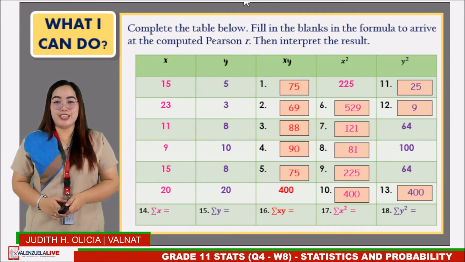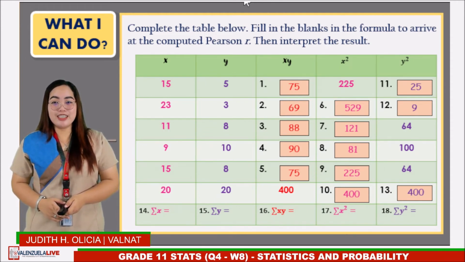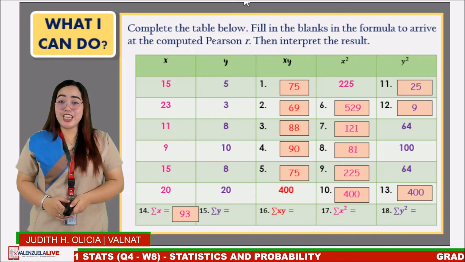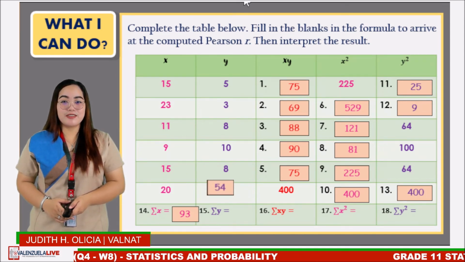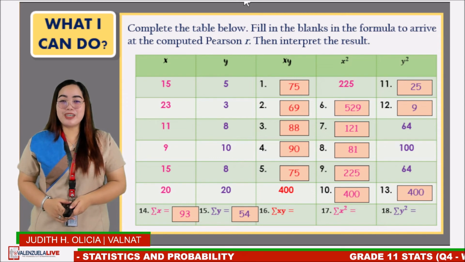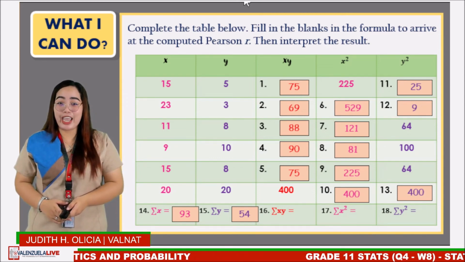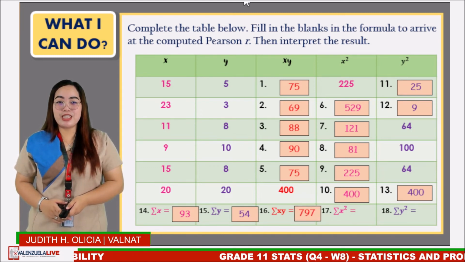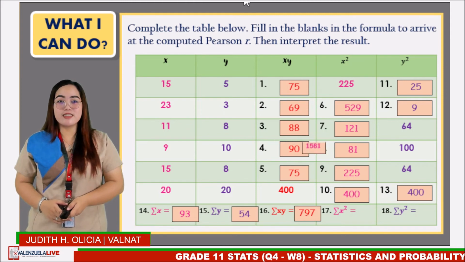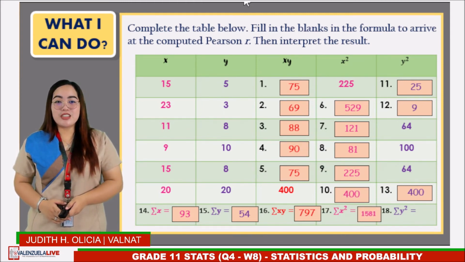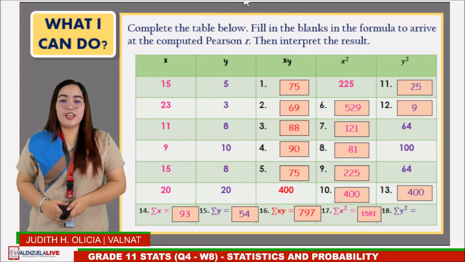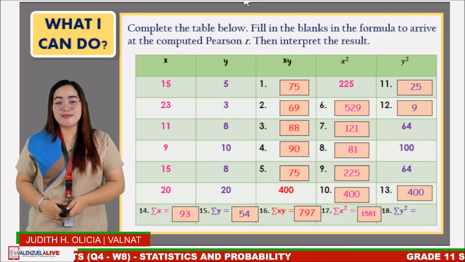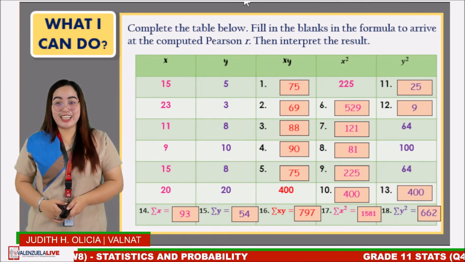For number 14, the summation of X is 93. For number 15, the summation of Y is 54. For number 16, the summation of X and Y is 797. For number 17, the summation of X squared is 1561. And for number 18, the summation of Y squared is 662.